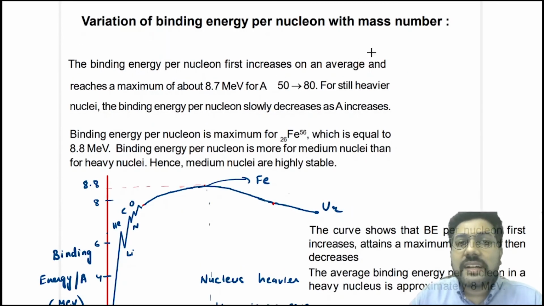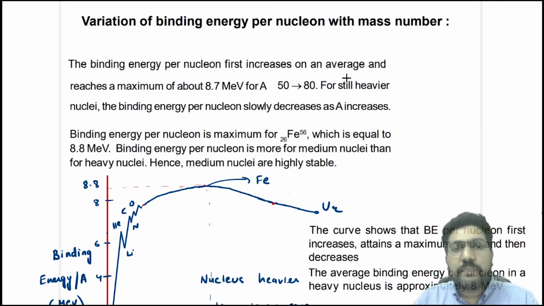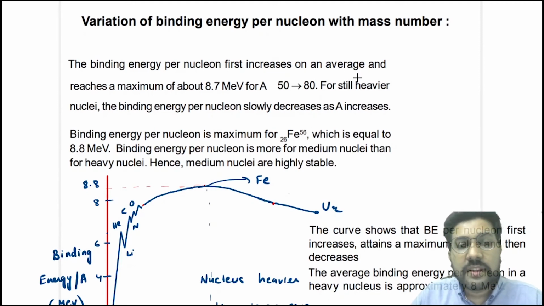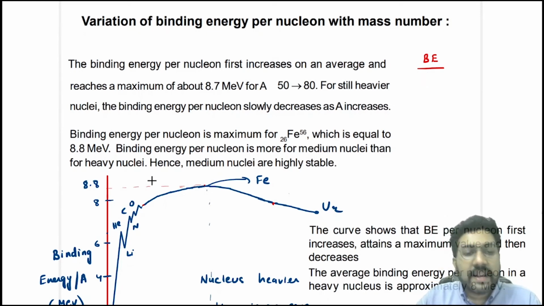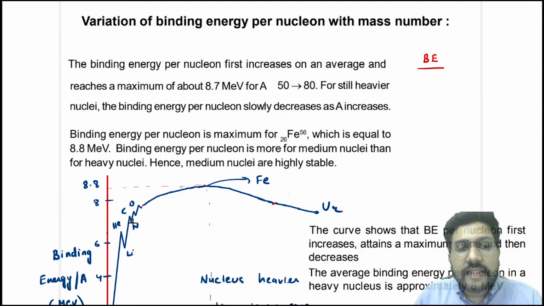Now we will discuss the variation of binding energy per nucleon with mass number. Now we know what is binding energy per nucleon. Binding energy per nucleon is binding energy divided by the number of nucleons. And we know that more the binding energy per nucleon, more is the stability, right? Now as the mass number increases, it is observed that first the binding energy increases, then it reaches a maximum value and then it again decreases.